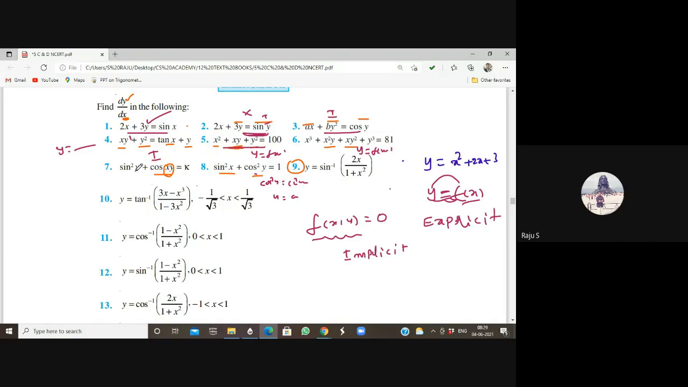So what about this one? Here also we cannot write y is equal to f of x form. This is implicit form.